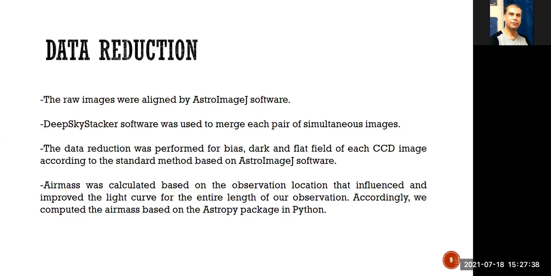An important part is air mass. Air mass was calculated based on the observational location that influenced and improved the light curve for the entire length of the observation. Accordingly, we computed the air mass based on the Astropy package in Python. One of the other authors of the article wrote about this, and we use it.